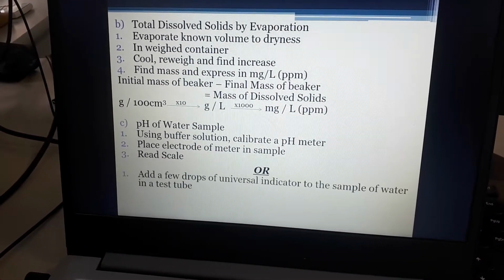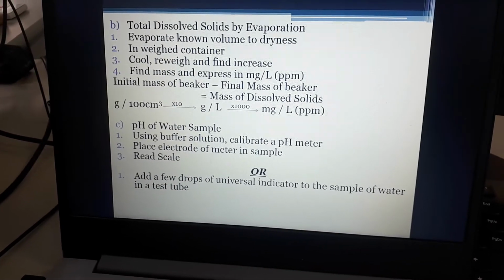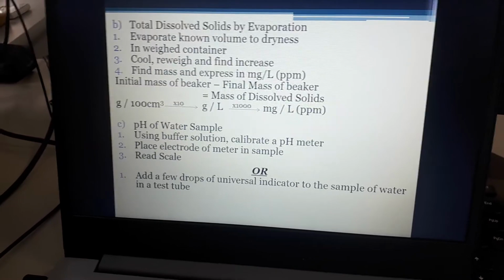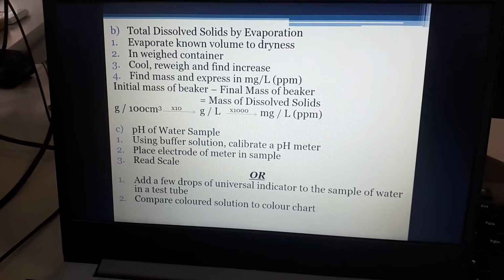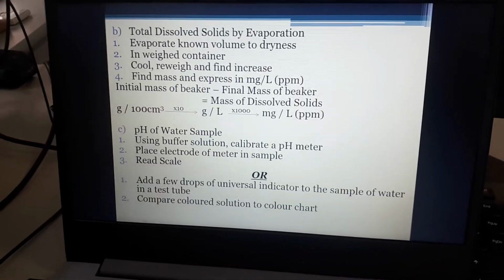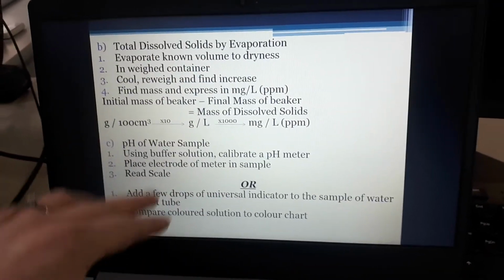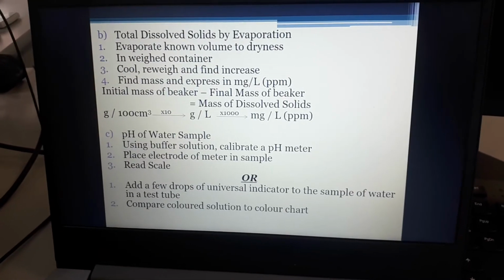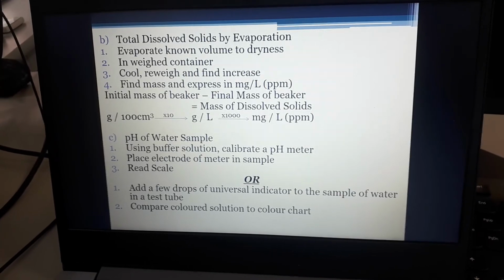So the way we do this is you either add a few drops of universal indicator or add universal indicator paper, and then you compare the coloured solution to the coloured chart. It doesn't actually matter there which one you use or which one you write up. So long as you have the correct procedure, you will get your marks there for pH of a water sample.